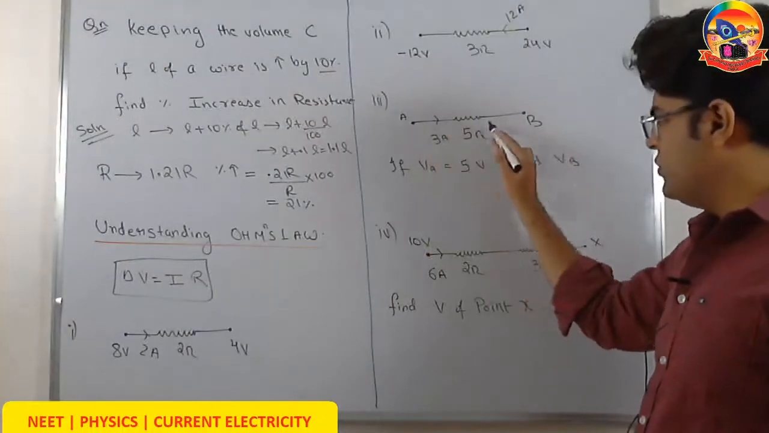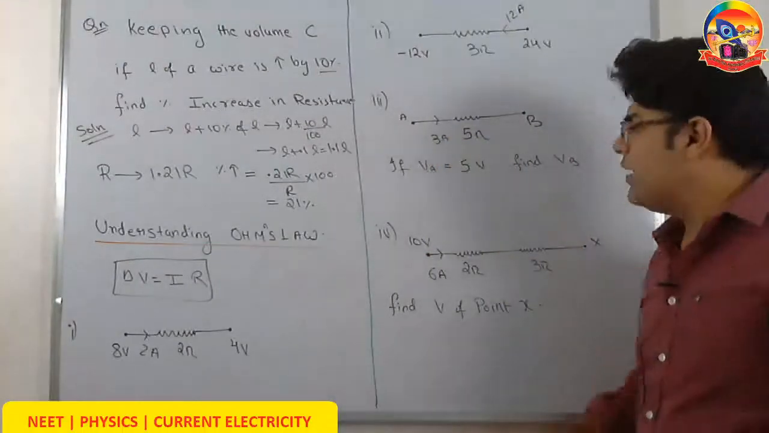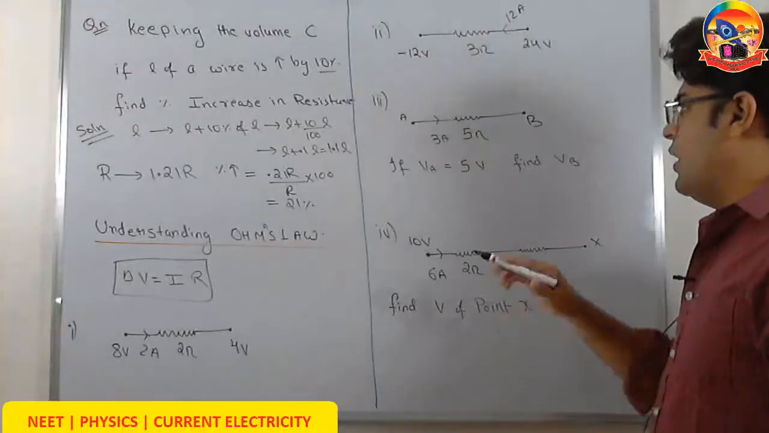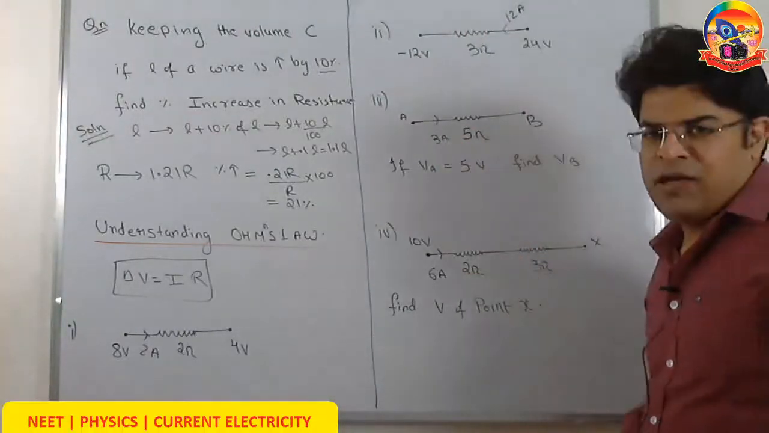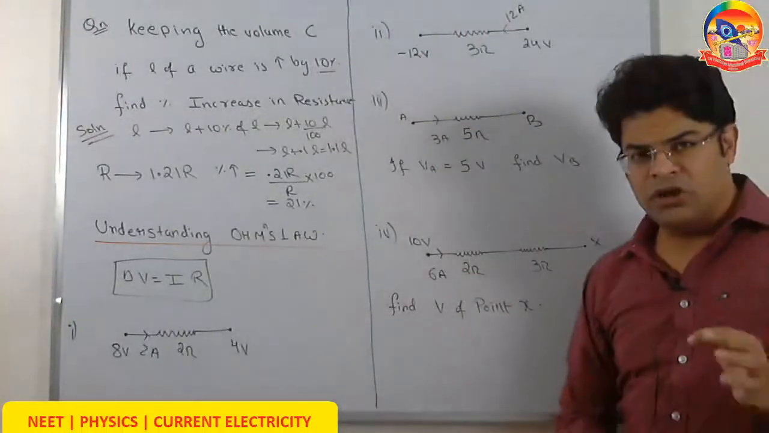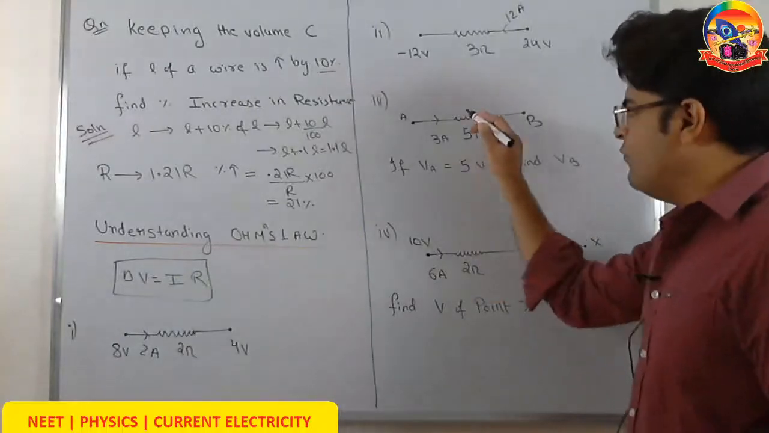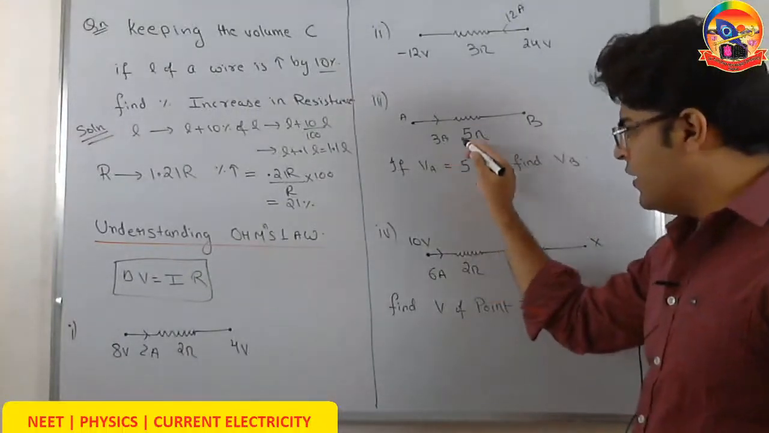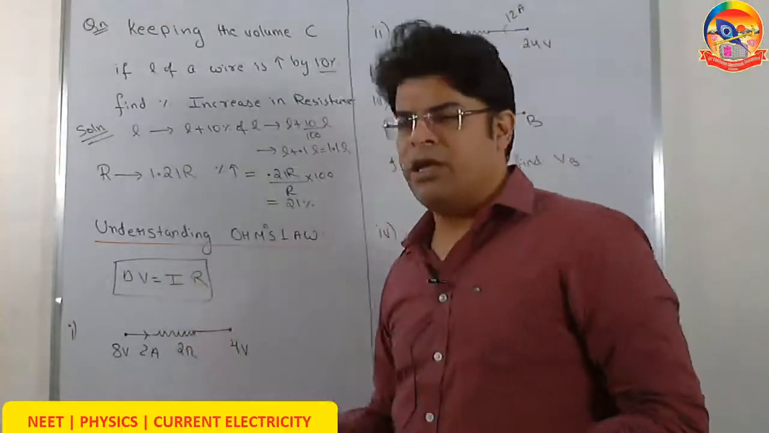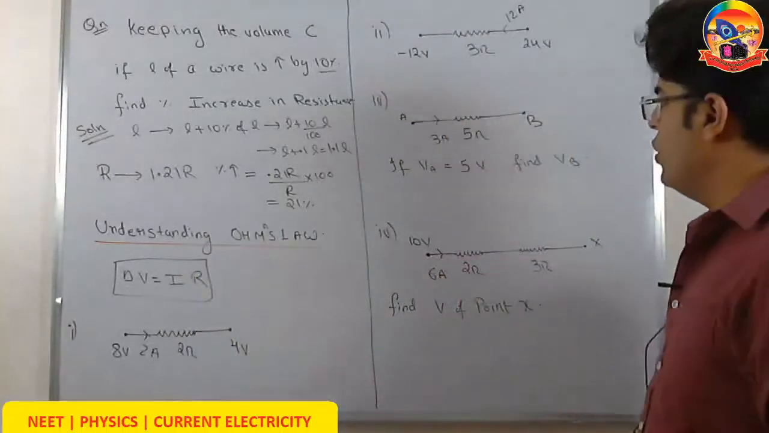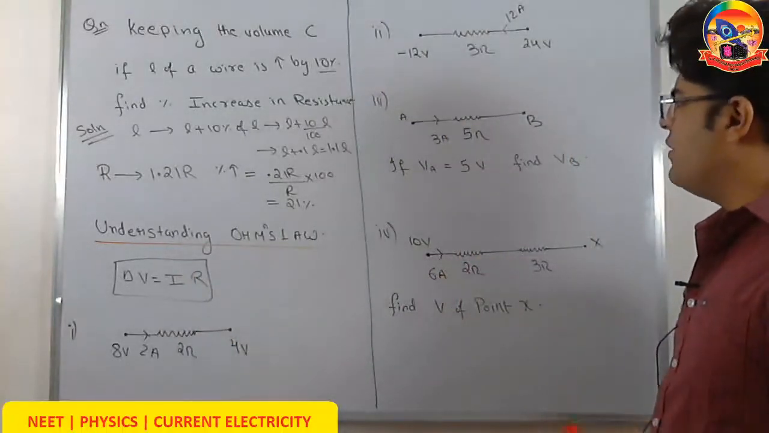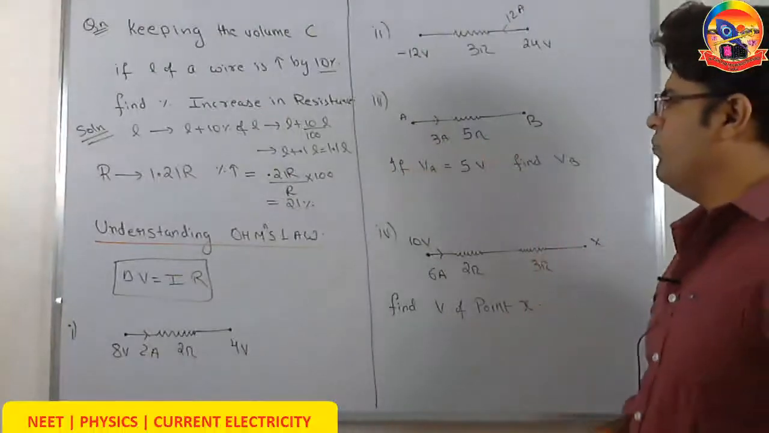There is a resistance of 5 ohm and a current of 3 ampere flows. The potential of A is given to you as 5 volt. What is the potential of B? Now see here, since the resistance is 5 ohm and current is 3 ampere, the potential difference has to be 5 into 3, that becomes 15. It means that the potential difference between A and B has to be 15.